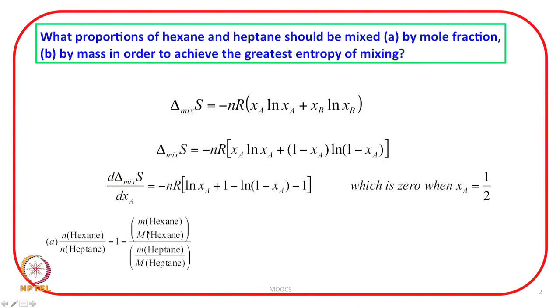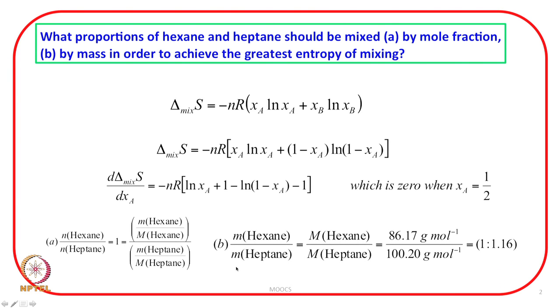number of moles is equal to mass divided by molecular weight. So, the number of moles of hexane will be equal to the mass of hexane divided by the molecular weight of hexane. For heptane, it will be the mass of heptane divided by the molecular weight of heptane. Now, this ratio has to be equal to 1. Once you rearrange it, the ratio of mass of hexane to heptane can be calculated from the ratio of molecular weights of hexane and heptane. After substitution of the values of molecular weight, we find that by mass the proportion should be 1:1.16.